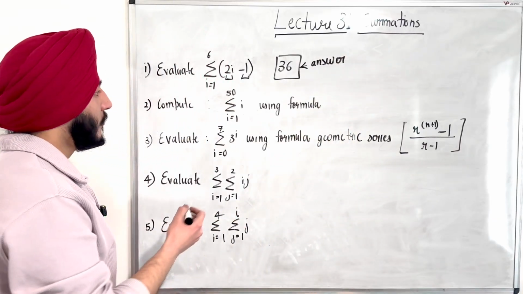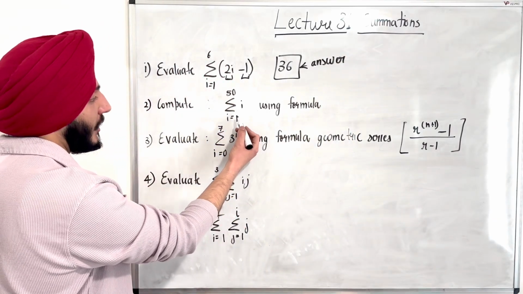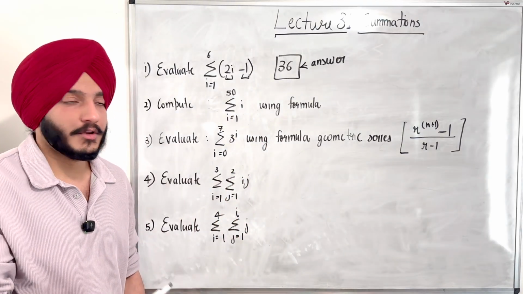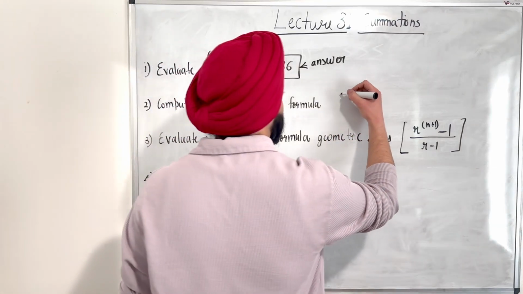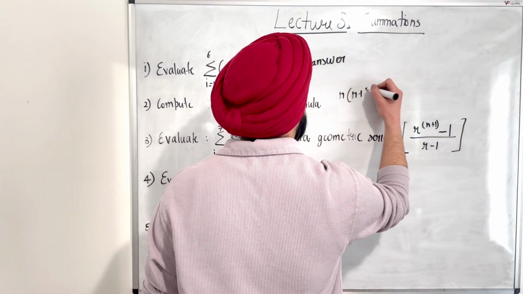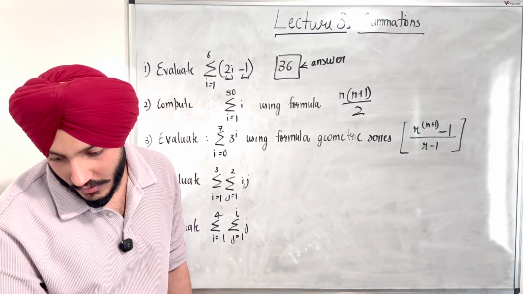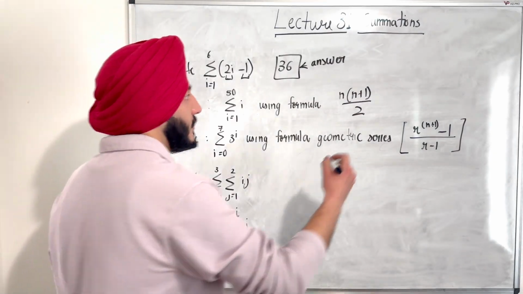Second one, compute summation of i from 1 to 50. Now this again is very simple to understand. All you were supposed to do is use the formula n times n plus 1 divided by 2, and this gives you the solution 1275.